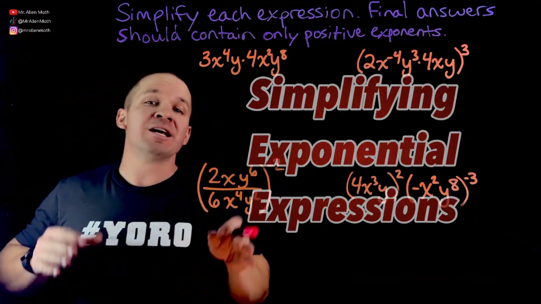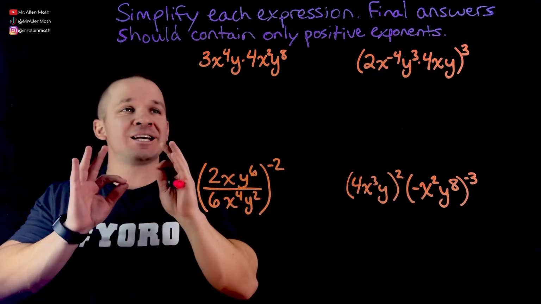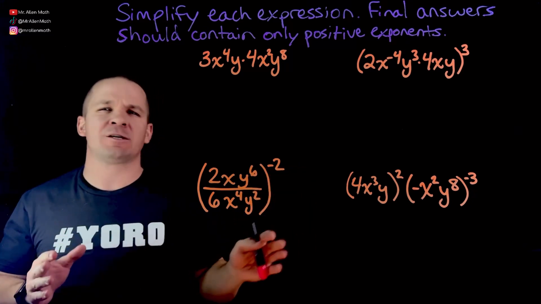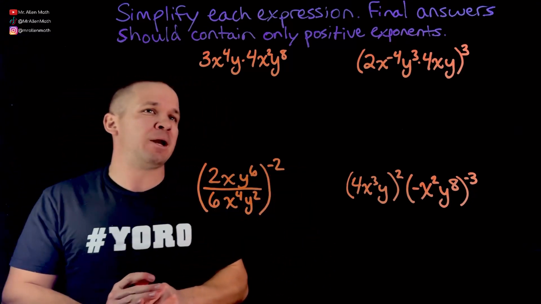We got exponent simplification here. We got to simplify each one of these. Final answers need to contain only positive exponents. It's pretty standard boilerplate instructions when simplifying exponential expressions.